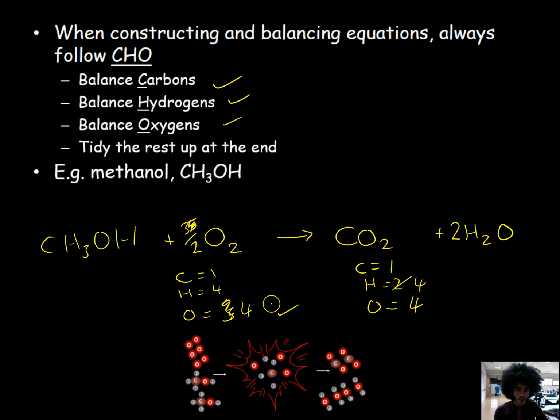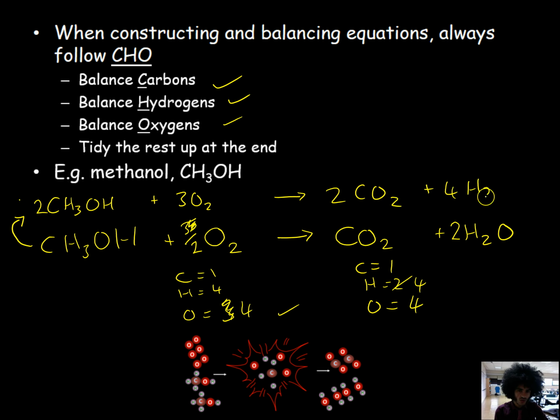Now as you may remember from my previous video, you don't really want fractions and decimals in your numbers, so what we're going to do is we're going to double the whole thing up. And when we double the whole thing up, it looks a lot better. So I'm just going to do an arrow there to show that I've doubled up. It will be 2CH3OH plus, now that's going to be times by 2, so it's now 3 lots of O2, and that's going to make 2 lots of CO2 plus 4 lots of H2O.